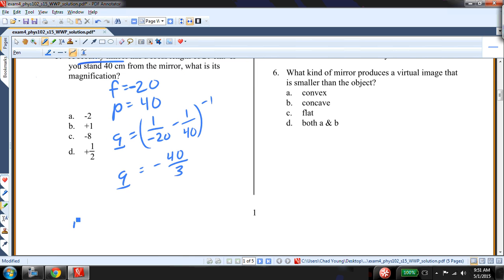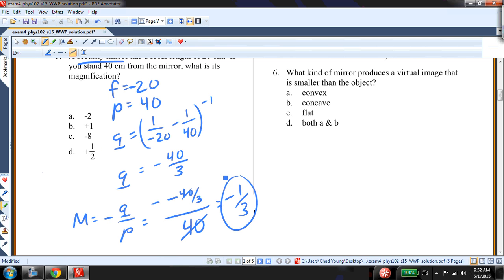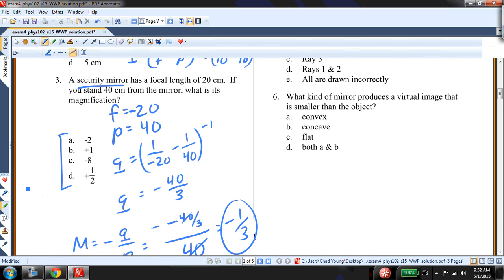And now I want to know its magnification. The negative of negative 40 over 3 divided by P, which was 40. So those cancel. It should be negative 1/3. Let's see. Yeah, I just don't have the right answer here. It is negative 1/3. In fact, wow, I'll just change the options. But negative 1/3 is the right answer. So number 3 should be D. Or it should be negative 1/3.